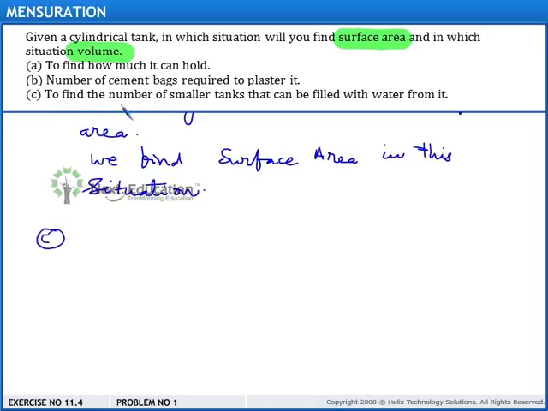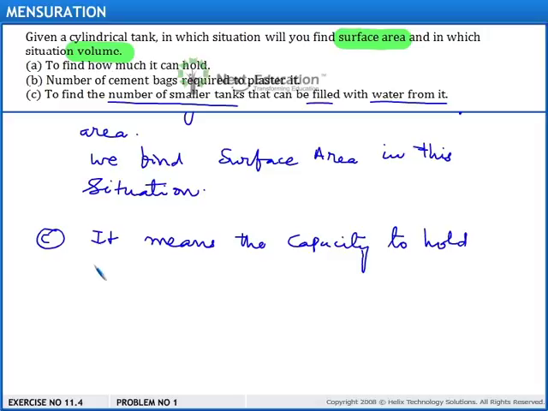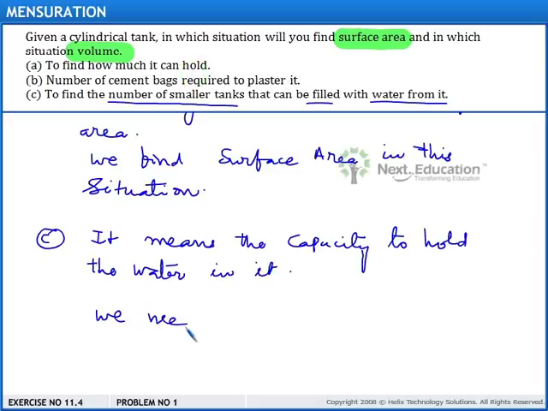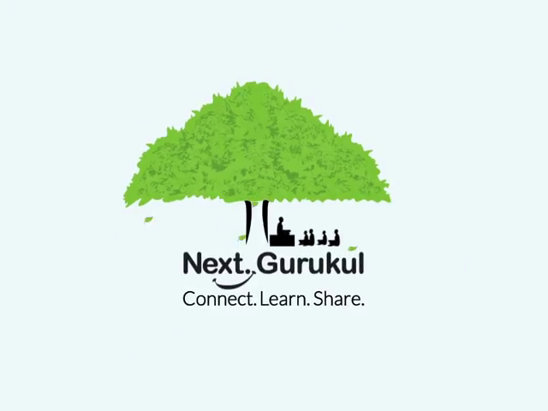The third part is to find the number of smaller tanks that can be filled with water from it. It means the capacity to hold the water in it. So we need volume to find this. This is the end of the solution.